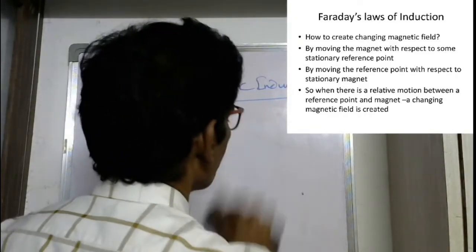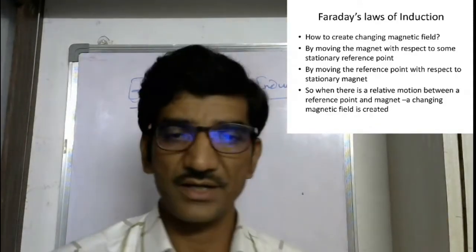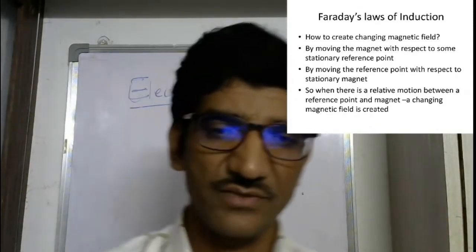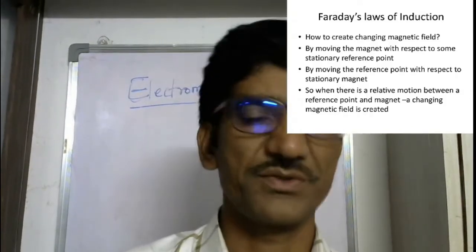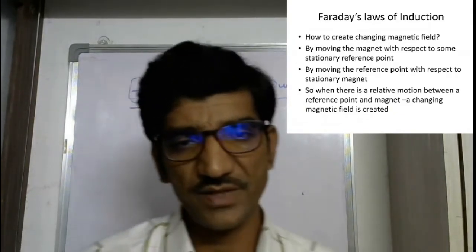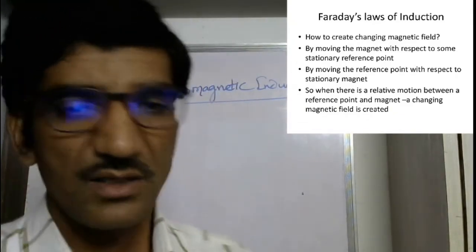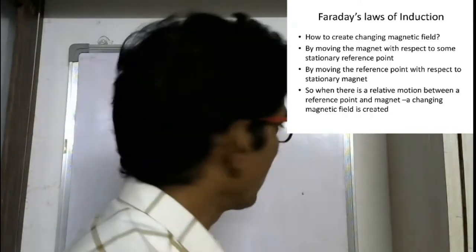Variation of the magnetic field is a must to produce the induced current or induced EMF. Whenever there is no variation of the magnetic field, there is no induced current at all. So in this way, you have to compare both Oersted's law and Faraday's law.